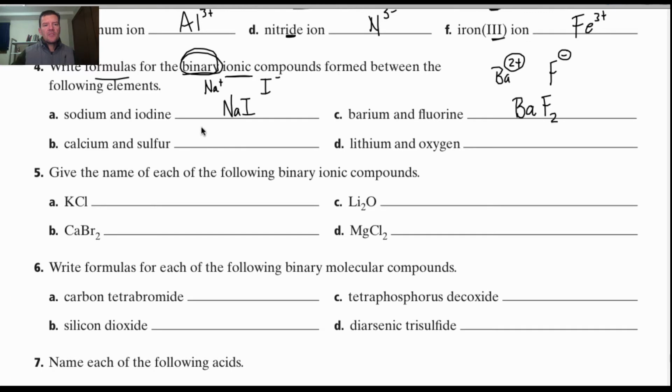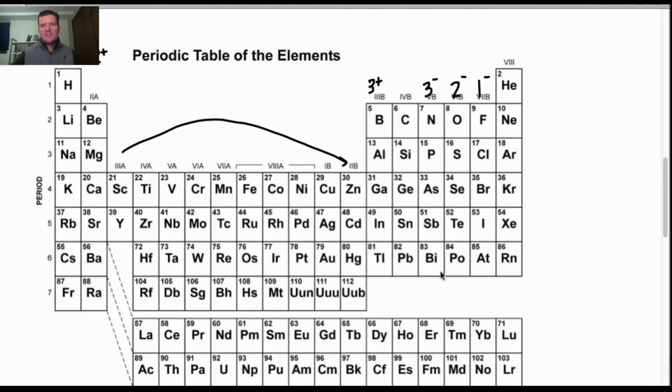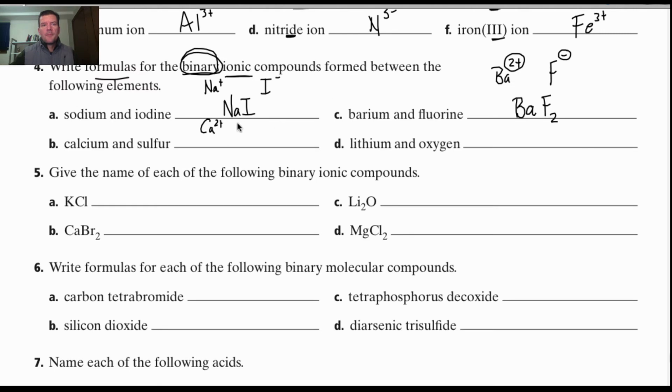Calcium and sulfur. Calcium is in group 2. It forms a 2+ ion. Sulfur is in group, same as oxygen, right? Yep. So that's group 16, forms a -2 ion. You just need 1 of each. +2, -2, just 1 of each. This is just going to be CaS.